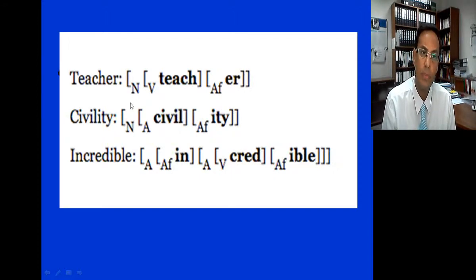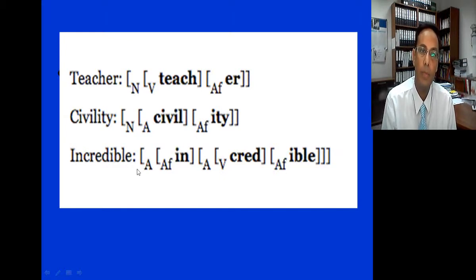Civility. It is a noun, which is composed of civil. Civil is an adjective, so we write A, adjective. And what is -ity? This is an affix. So we have one unit and the second unit. Together, they constitute the big unit, civility, and so we write N, noun. But the first unit is an adjective. So the big unit, which is a noun, is composed of the first unit, adjective, and the affix, the second unit.